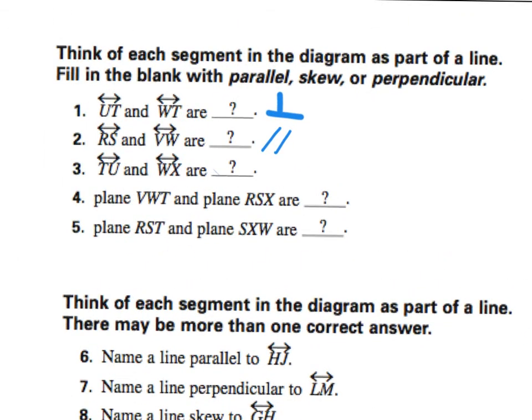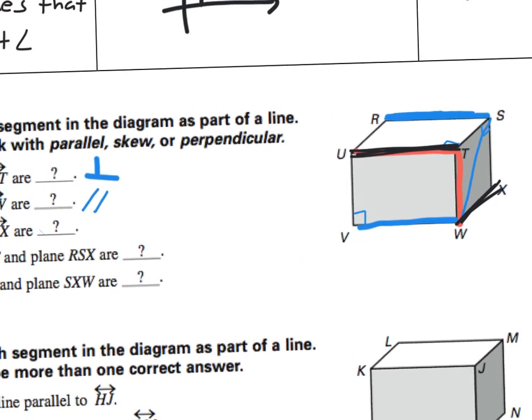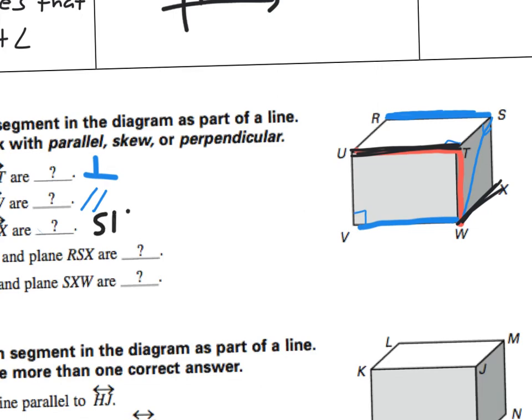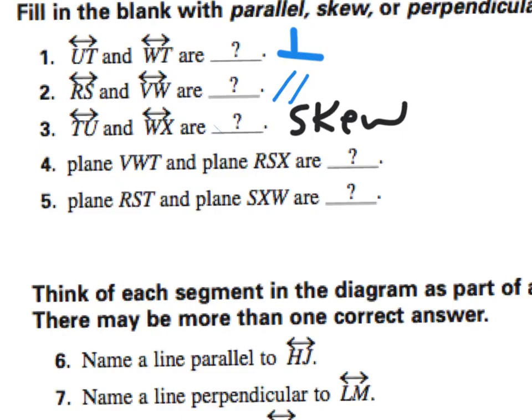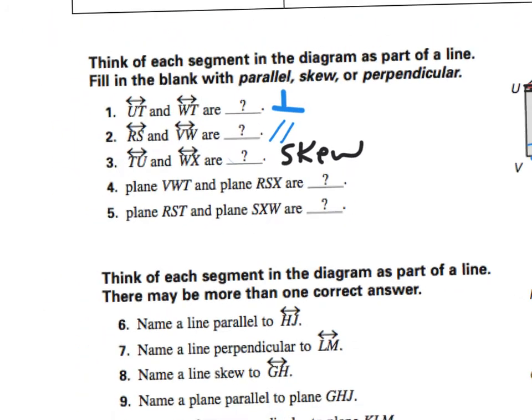Well, let's see. What's TU and WX? This one's on the top, and this one's way on the bottom, but coming out of the paper, and this is coming along the paper. So these two are skew. There we go, our first skew. It turns out planes can have the same relationships, but generally with planes, there's no such thing as skew planes. So either they're parallel, perpendicular, or they meet at some other angle.